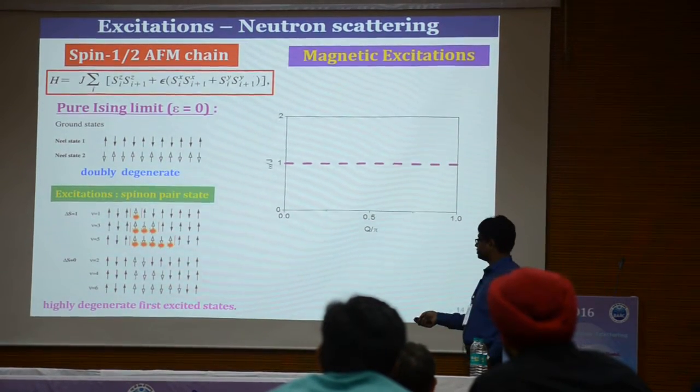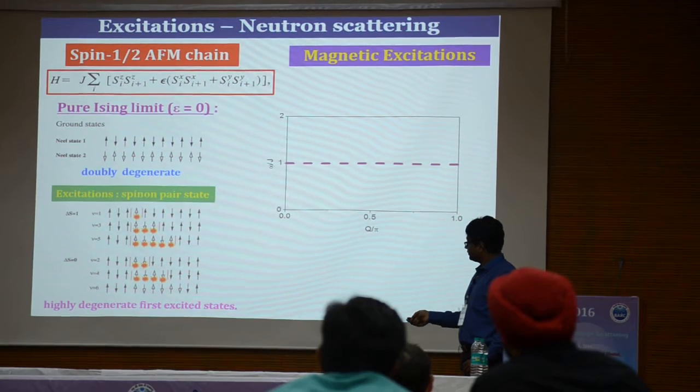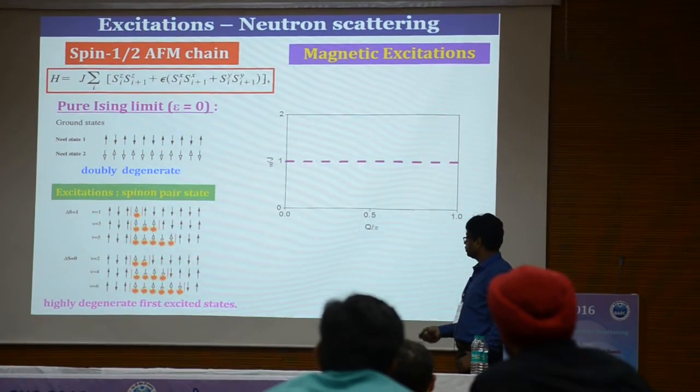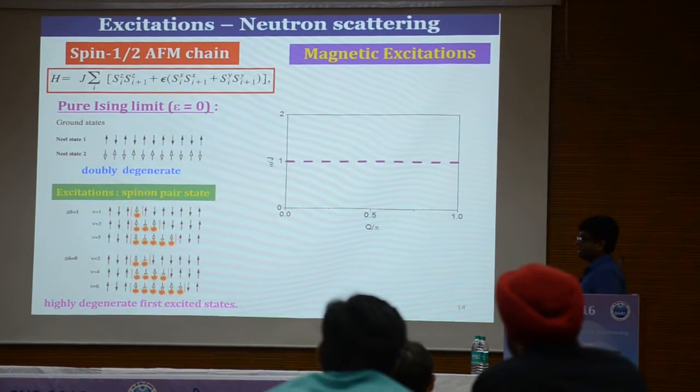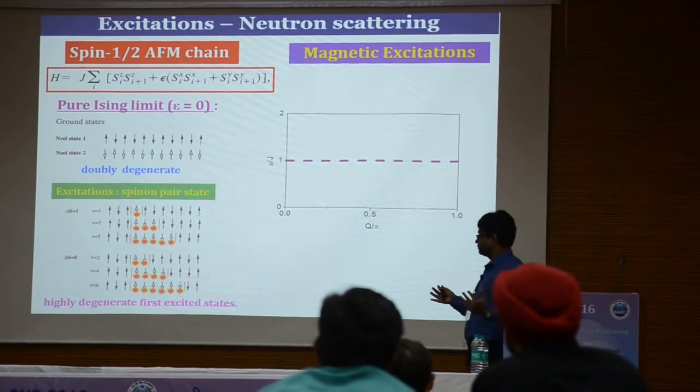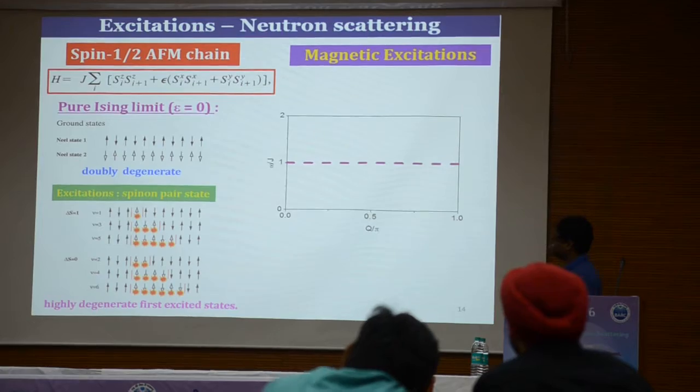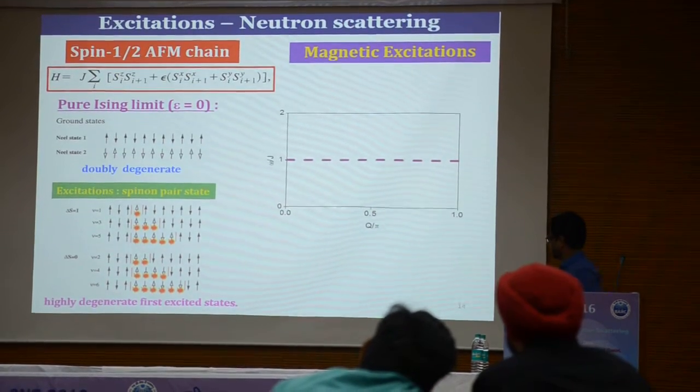Similarly, for other cases of flipping an integer number of spins, there is no cost of energy. So we get a single line in the excitation spectrum. They have a highly degenerate state. There is no cost of energy, so spinons are free to move along the chain.